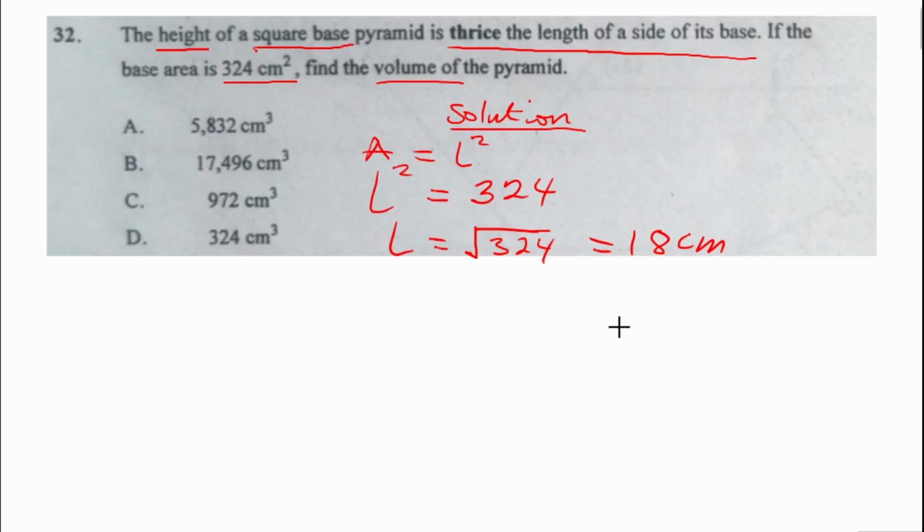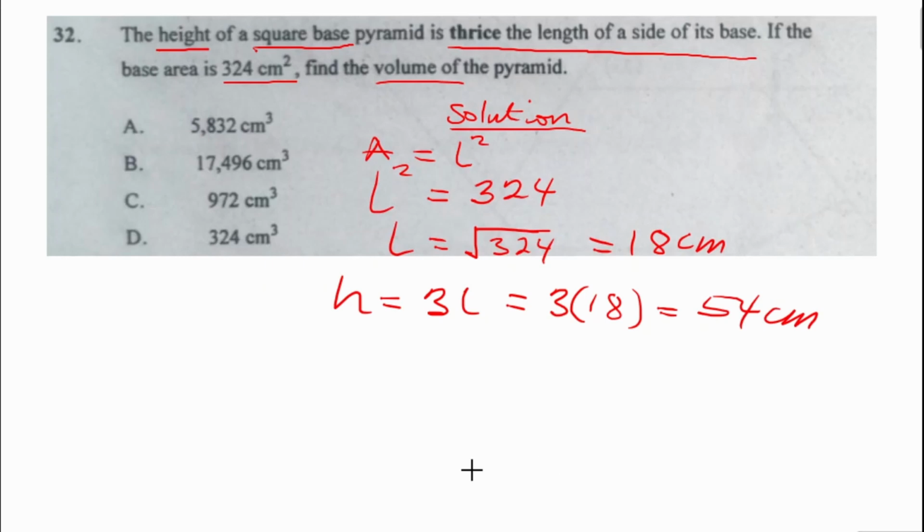And now we go back to the question. The question says that the height is thrice the length of the base. So now that we know the length of the base, the height h will be equal to 3L, which when we substitute the length, we have 3 times 18, and that is 54 centimeters. So the height of the pyramid is 54 centimeters.